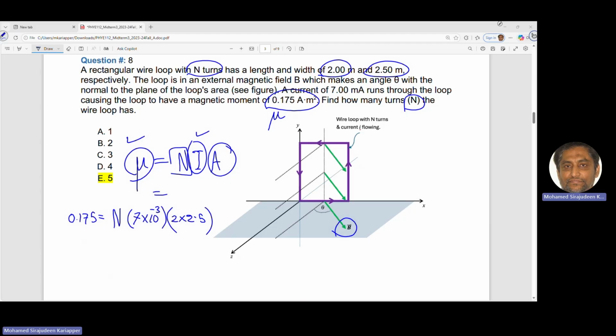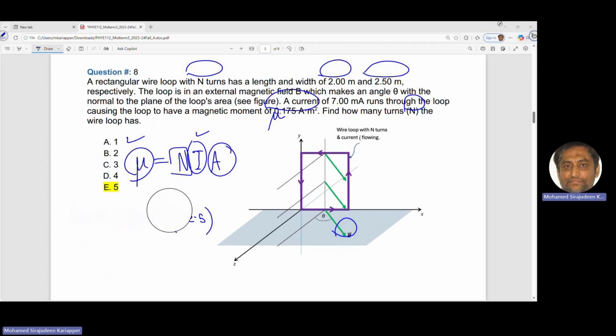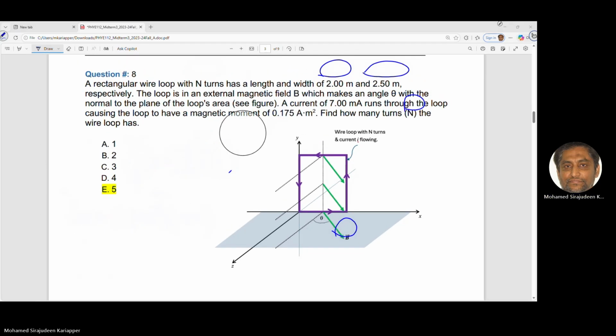Okay, it is perpendicular, but when you say perpendicular, there is ambiguity. There are two directions to choose from. How do you choose it? By looking at the flow of the current. Just curl your fingers and see whether it is this way or the other way. Right hand, okay, not the left hand. Right, so when you do that, you get n is equal to 5. Let me now go to the next question.